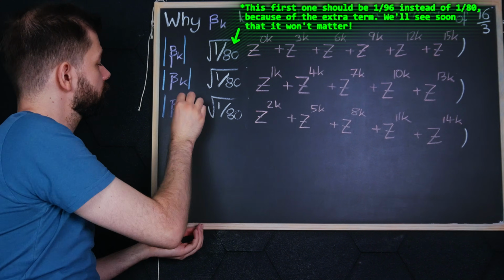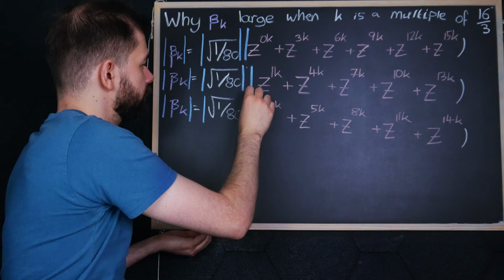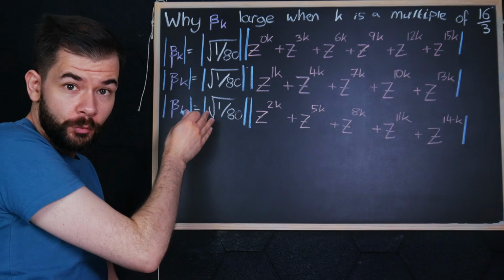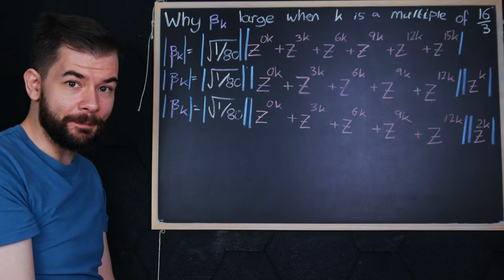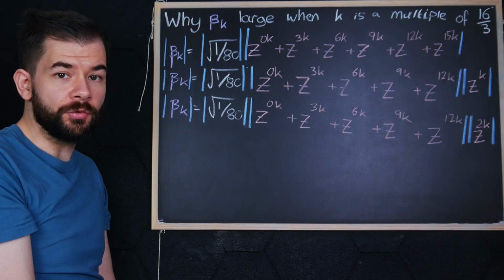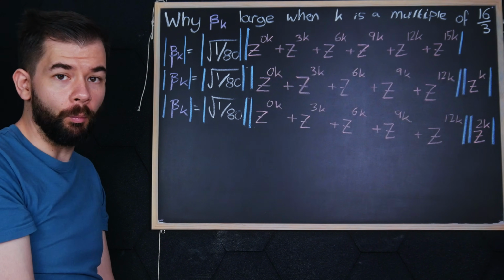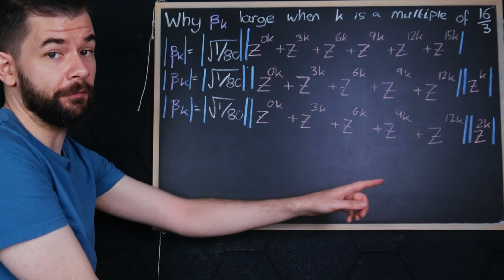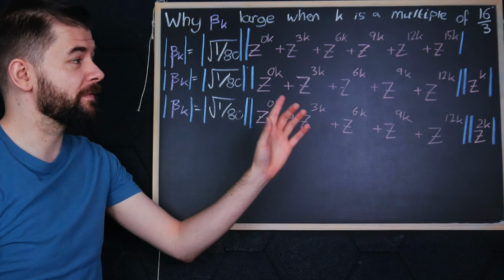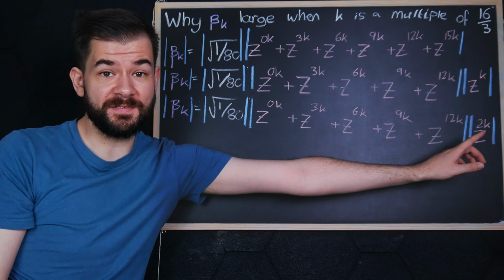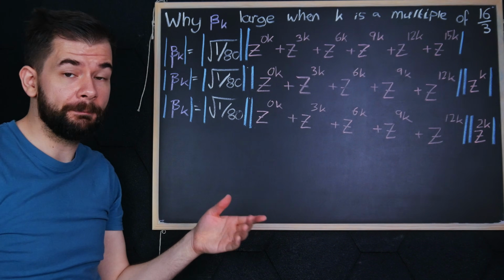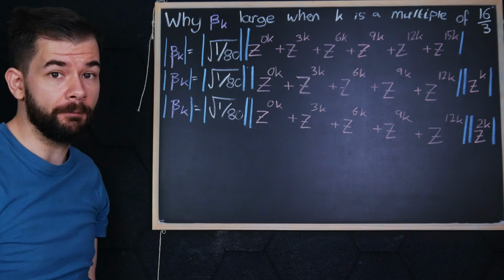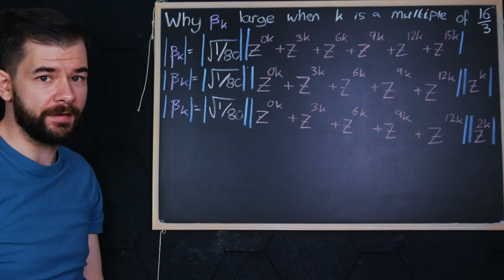Well, lucky for us, the magnitude of a product is the product of the magnitudes, and on these lower two, we'll extract a z to the power of k, and that will reduce all of these exponents by 1k. Actually, it's a z to the power of 2k that I want to take out for this bottom one, but it doesn't matter because the point is, the magnitude of a z to the something is 1, because it's still a distance 1 away from the origin. So we can basically just cross that out and ignore it.